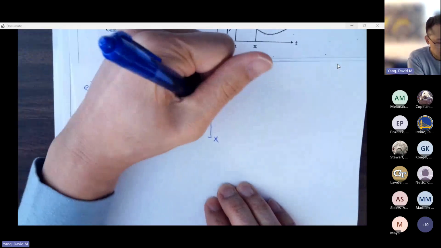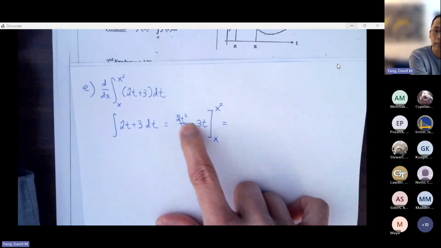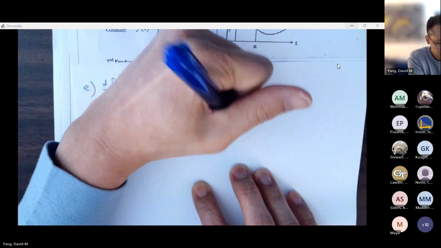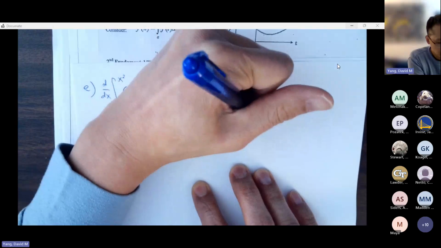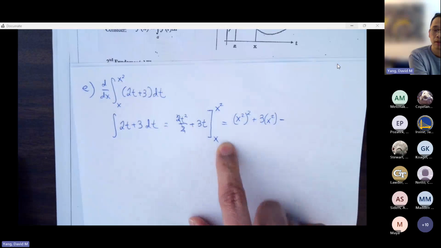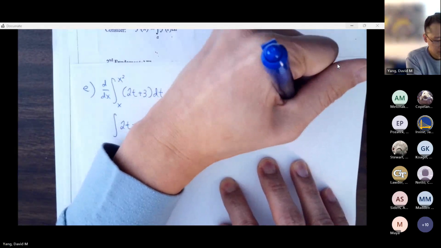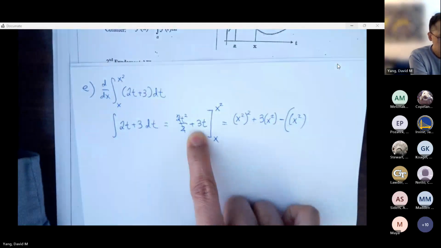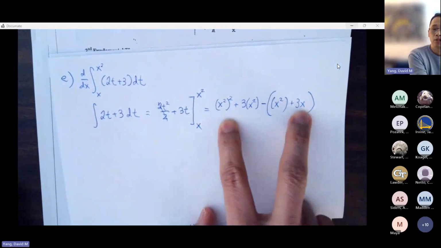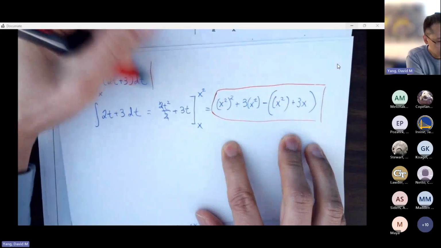So my lower bound is x, my upper bound is x squared. Upper bound gets inserted into my expression, so x squared squared plus 3x squared, minus lower bound gets evaluated, plus 3 times x. So this is the result of this.